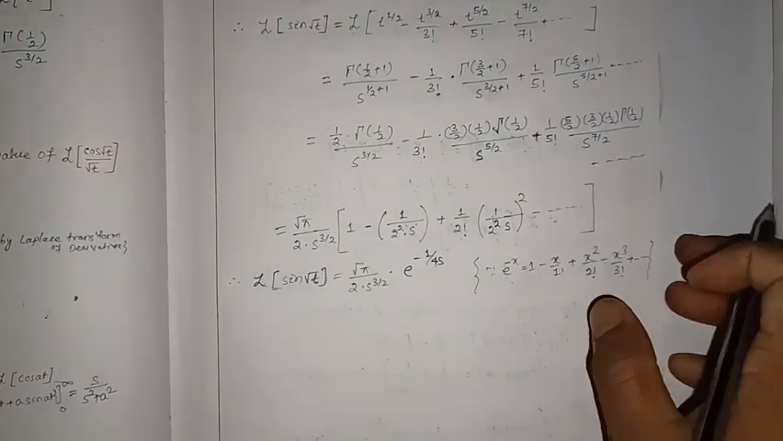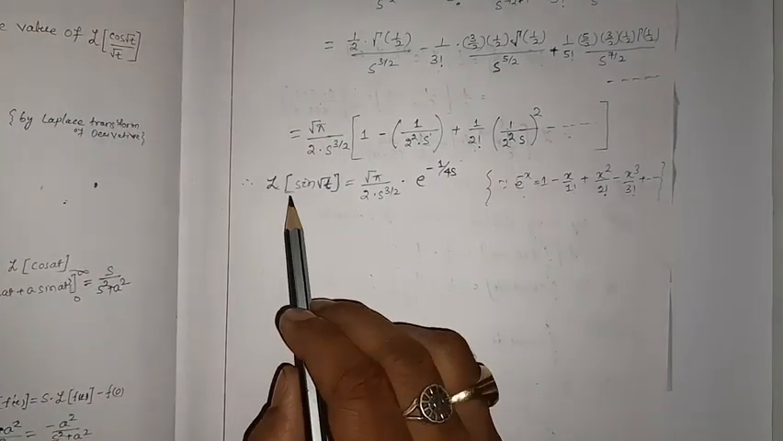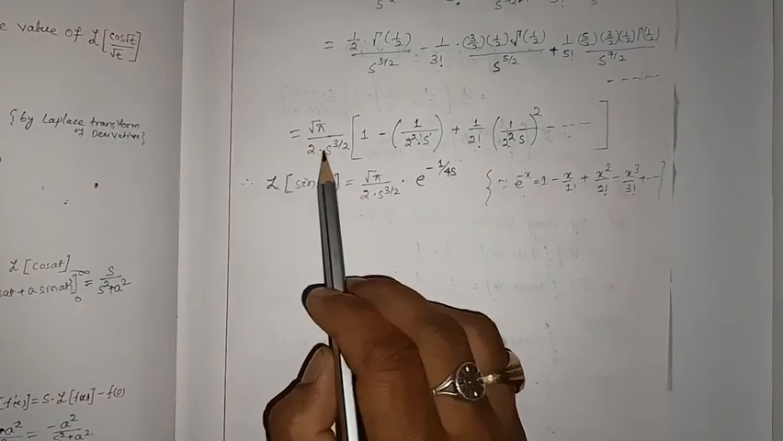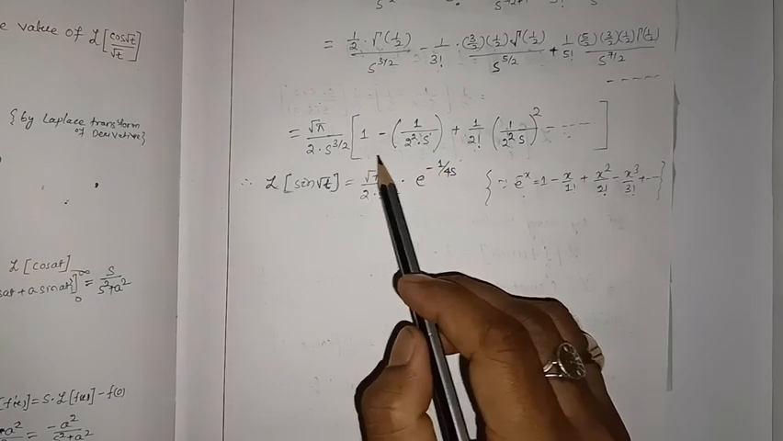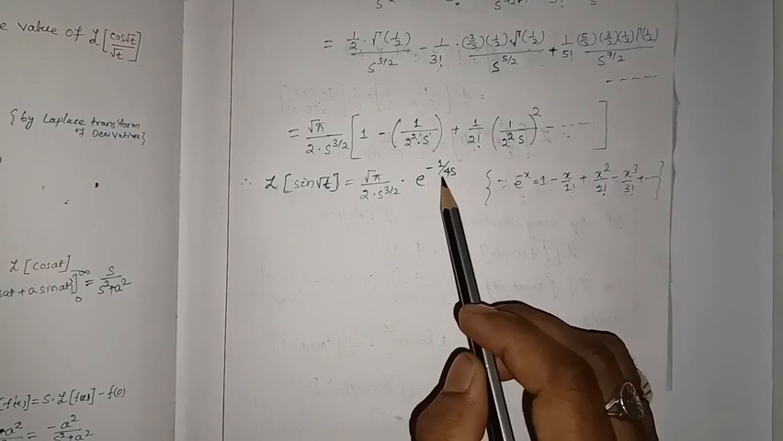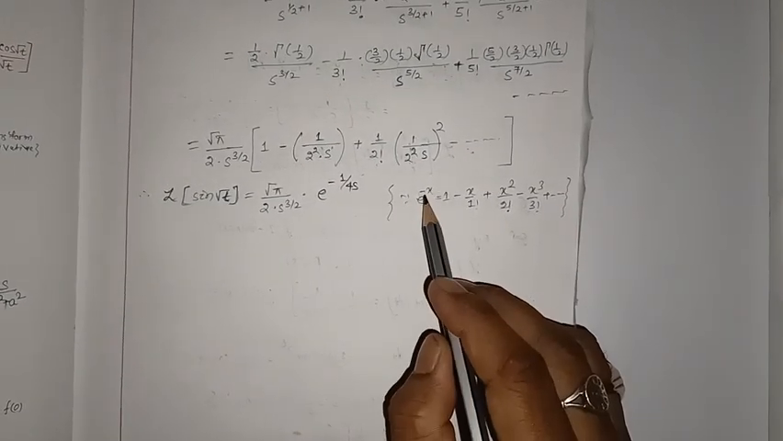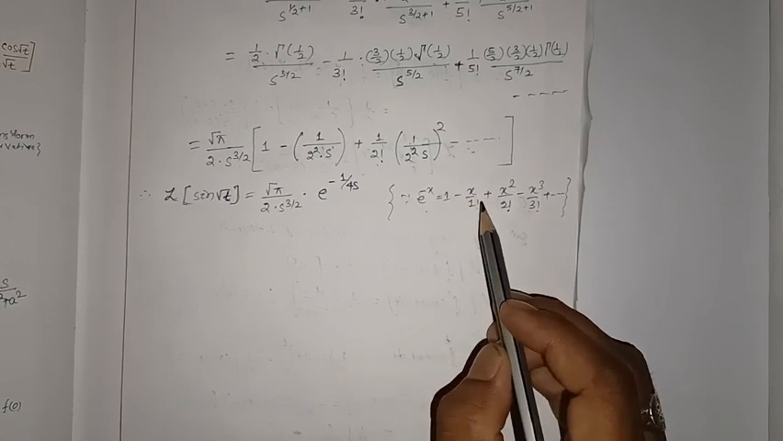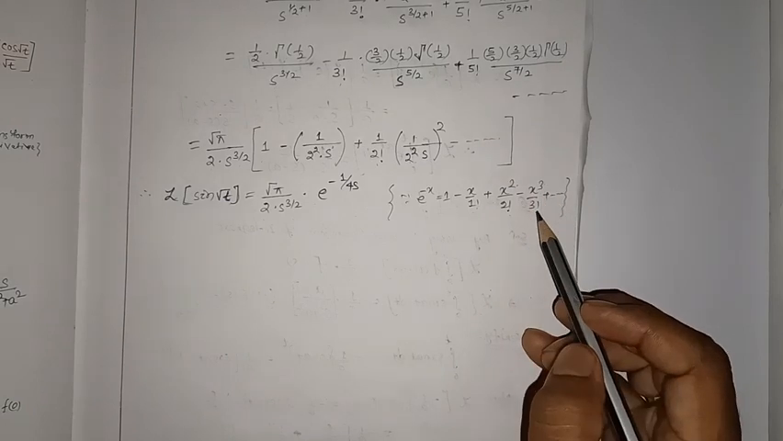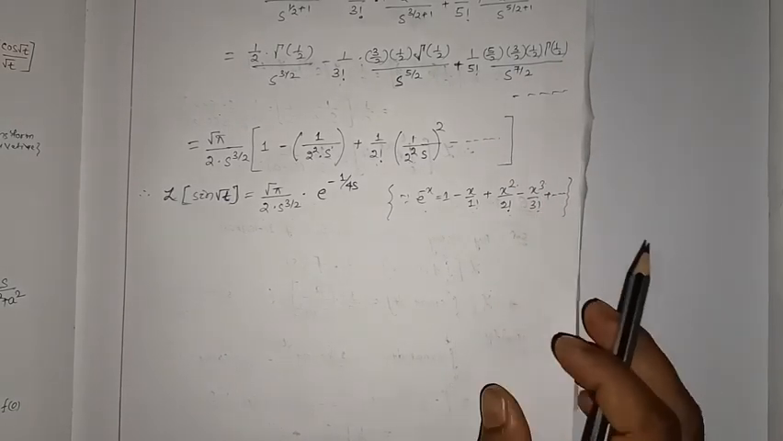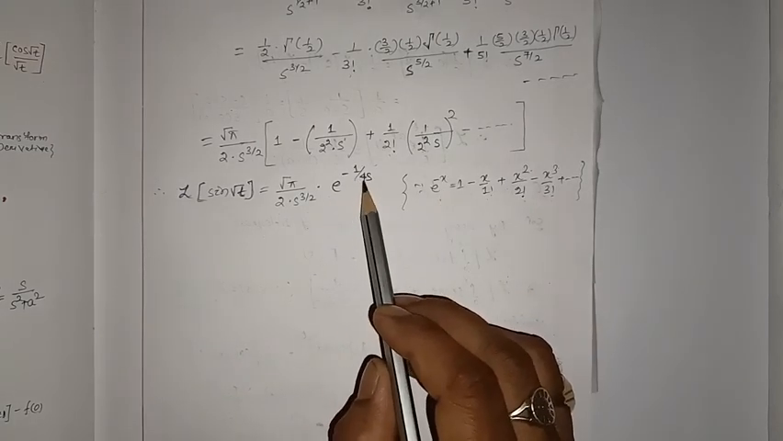Okay. So finally we found that the Laplace transform of sine root over t is root pi by 2 into s to the power 3 by 2 into this one, which is nothing but e to the power minus 1 by 4s. How is it? We know that e to the power minus x is nothing but 1 minus x by 1 factorial plus x square by 2 factorial plus x cube by 3 factorial. Right.